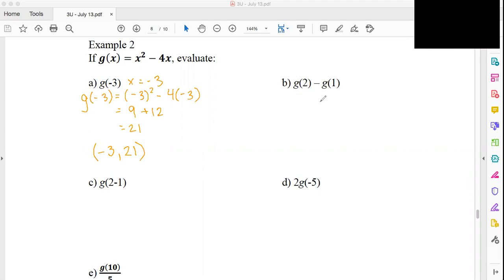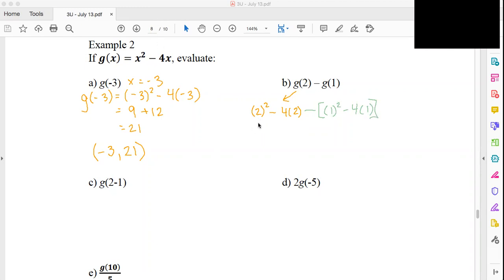When we have something like this, I'm going to do it in 2 different colors so it's a bit easier. So this guy is going to be when x is equal to 2. So we're going to go into our function. It'll be 2 squared minus 4 times 2. And then I'm going to use a different color. We're going to do minus, and we're going to do in brackets. We're going to do the exact same function, but with the 1. So it'll be 1 squared minus 4 times 1.